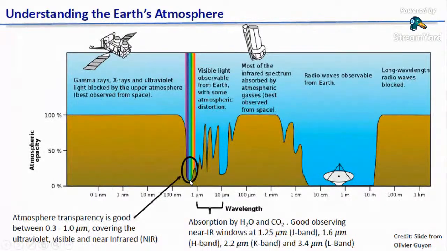So what happens is, when the light waves come from a distant object, they enter Earth's atmosphere and get distorted, and this distortion may lead to low quality of images. Let's see how.